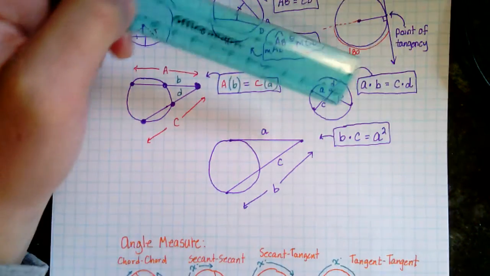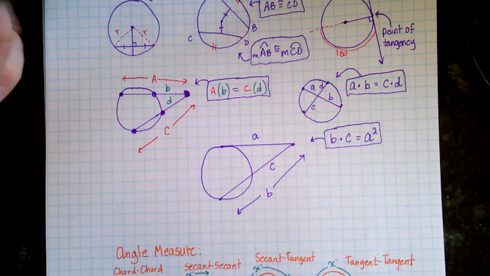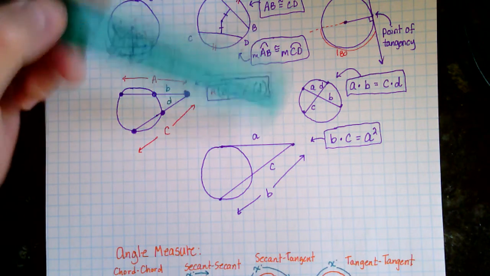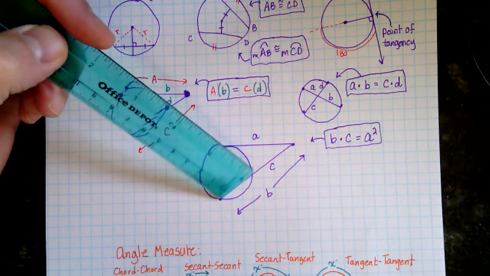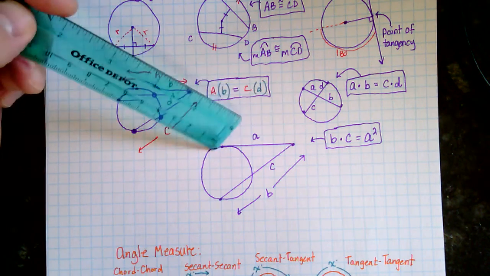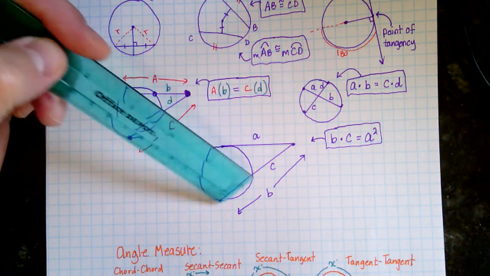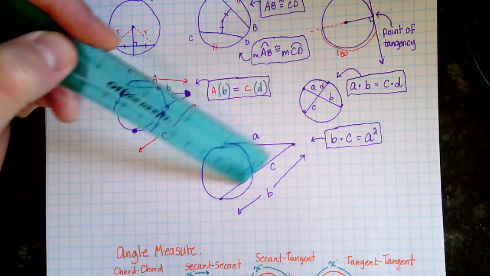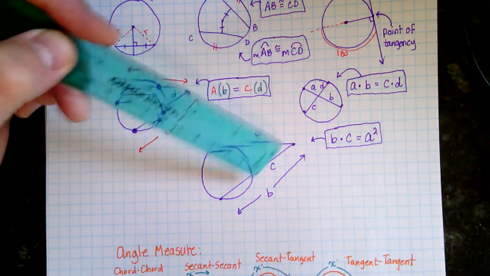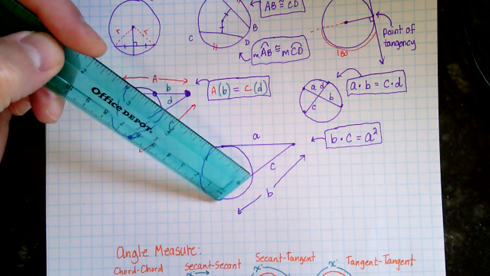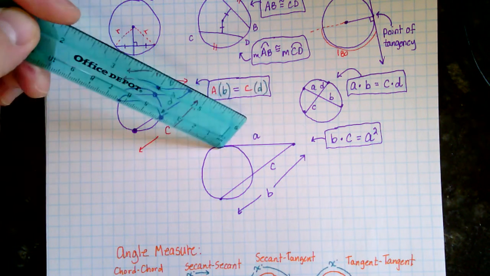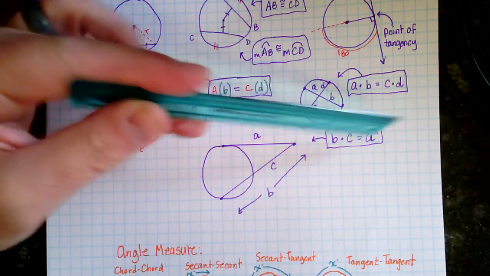And then probably the most challenging part to understand here on this one, it's confusing just because it's a little different. You have secant B, tangent A. So same idea down here. The secant times the exterior part, B times C, is congruent to A times A, or A squared.